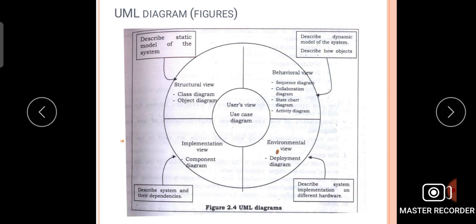Structural view describes a static model of the system. Behavioral view describes the dynamic model of the system. Environmental view describes the system implementation and different hardware. And implementation view describes the system and its dependencies.